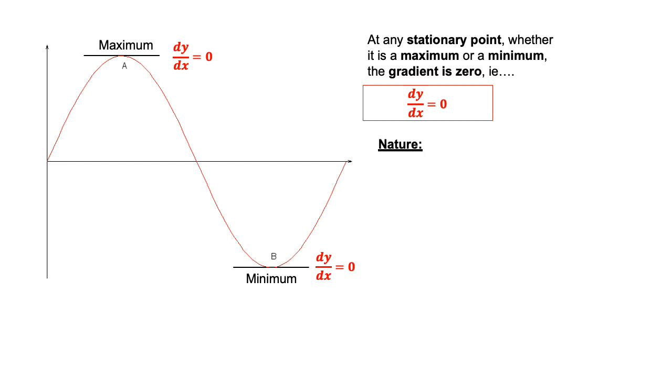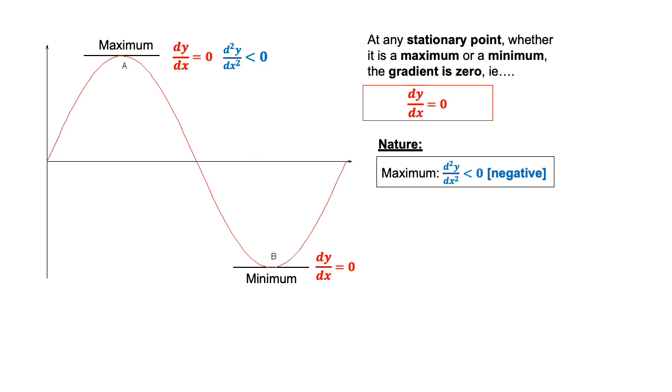Now, how do we distinguish between the two? Because they both have a gradient of 0. Well, the way we distinguish is by what is called the nature of the curve. So how do I determine what the nature is at a particular stationary point, whether it's a maximum or a minimum? What we do is we have to second differentiate the expression. So this is a skill that we learnt in the first part of this session.